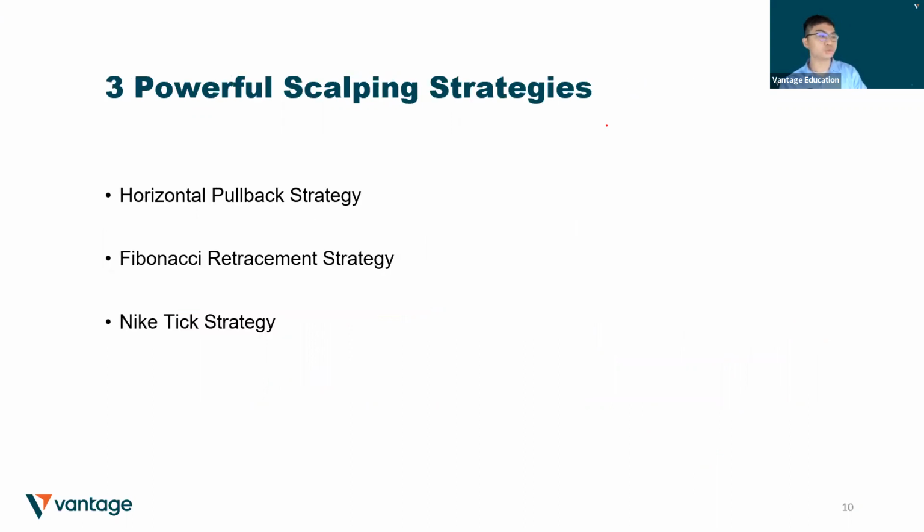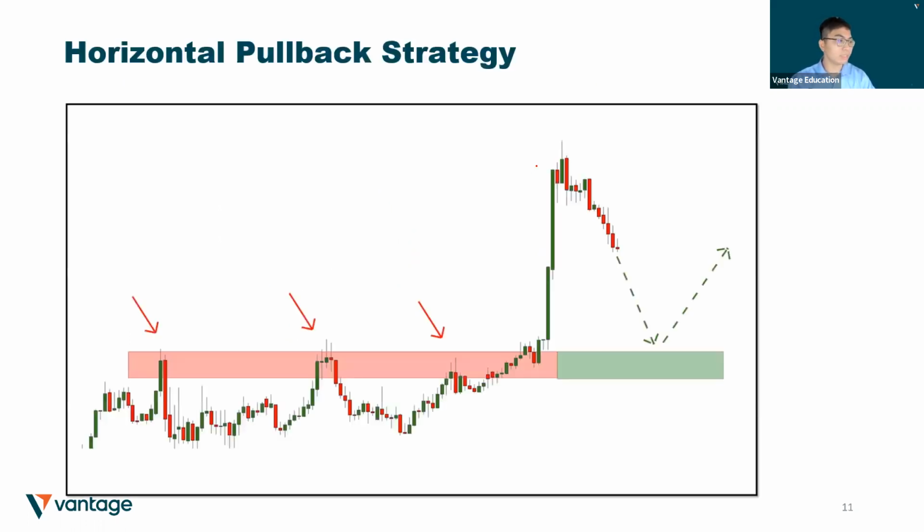Okay, next. 3 powerful scalping strategies. We have the horizontal pullback strategy, the Fibonacci retracement strategy, and the Nike tick strategy. Since you guys are beginners, I will most likely only go through 2 of these strategies, because the Nike tick strategy can be confusing for beginner traders. The first one is the horizontal pullback strategy.